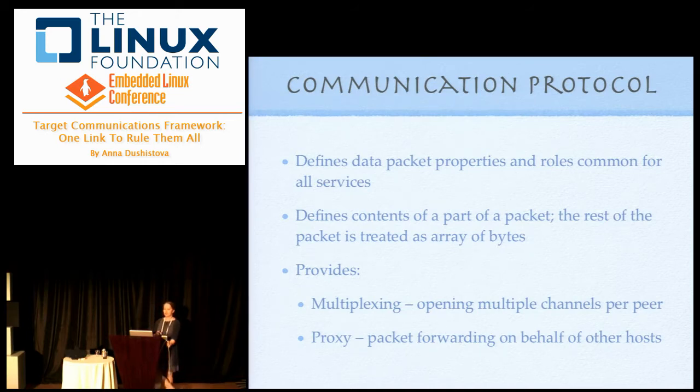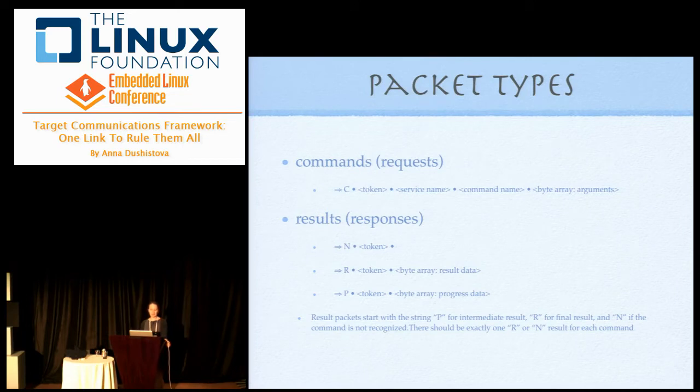So the TCF communication protocol defines data packets, properties, and roles common for all services. It also defines contents of a part of a packet. The rest of the packet is treated as an array of bytes at that level. It provides multiplexing, open multiple channels per peer, and also proxy packet forwarding on behalf of other hosts. The protocol defines three packet types: commands, requests, results, responses, and events. Each packet consists of several protocol-defined control fields followed by a byte array of data. Binary representation of control fields is a sequence of zero terminated ASCII strings. The format of data depends on the service, but the framework's preferred marshalling for data formatting is JSON.